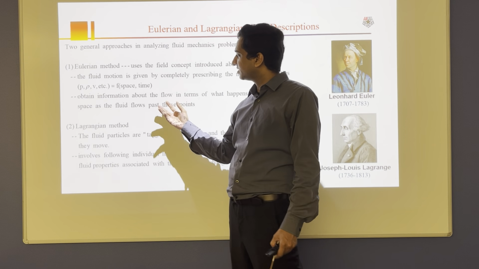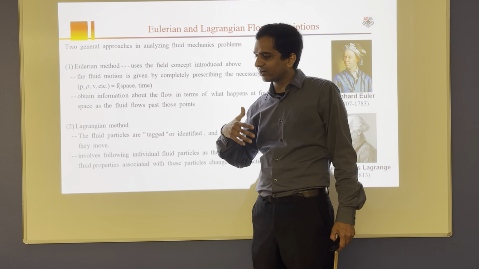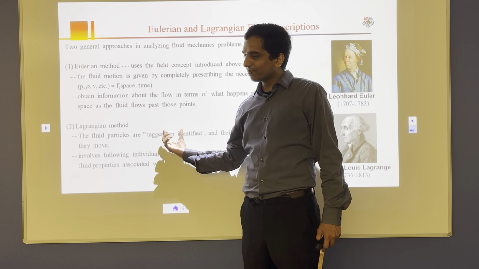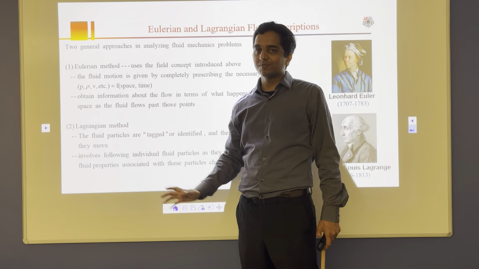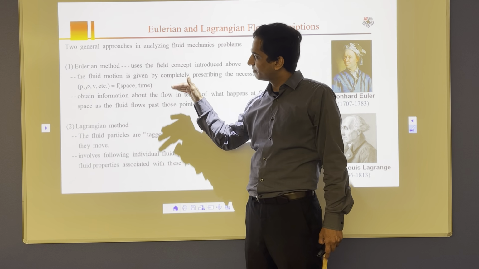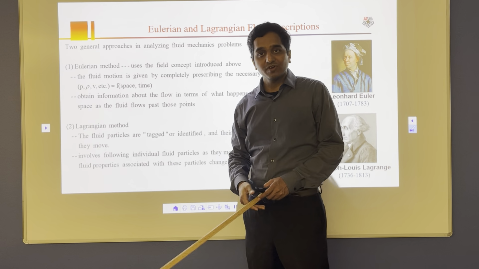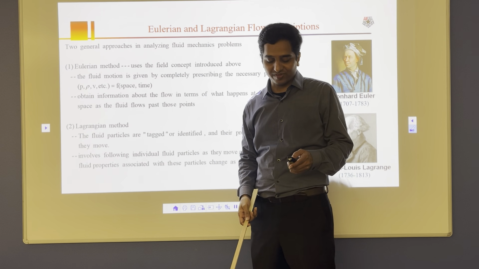The Eulerian method fixes the coordinate system and tries to analyze what happens with the flow. In the Lagrangian method, you tag the particle, which means the coordinate system moves with the particle. Based on application, we use either the Eulerian method or the Lagrangian method to understand velocity, acceleration and overall dynamics of that fluid.